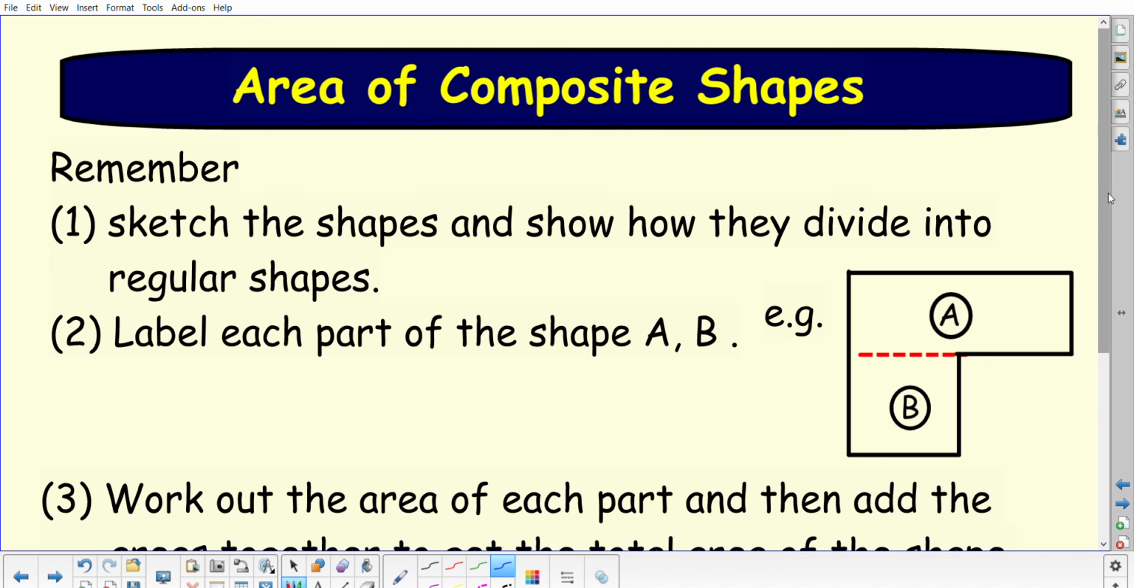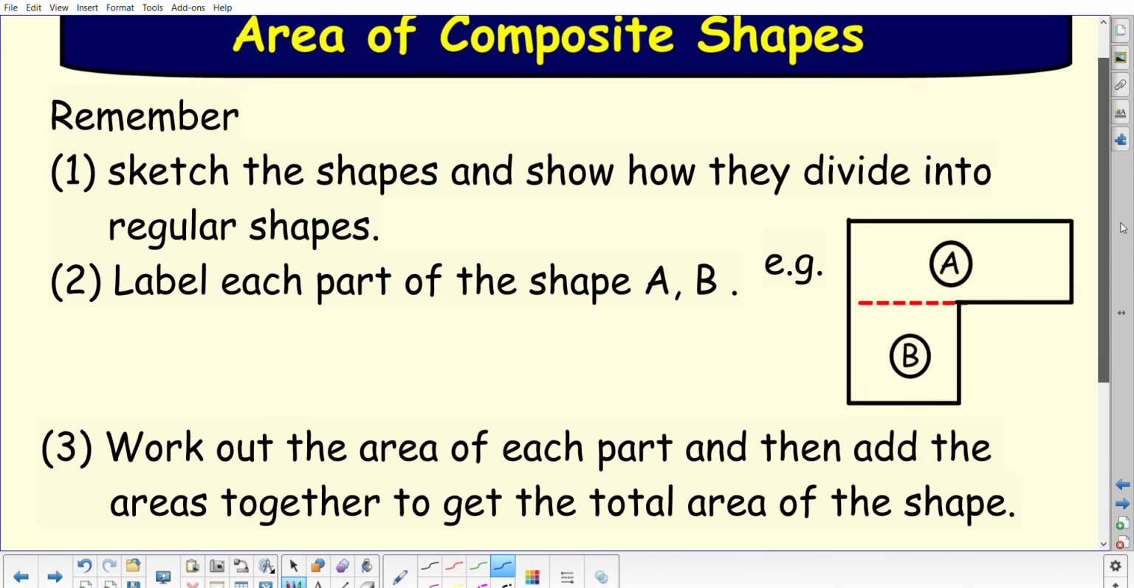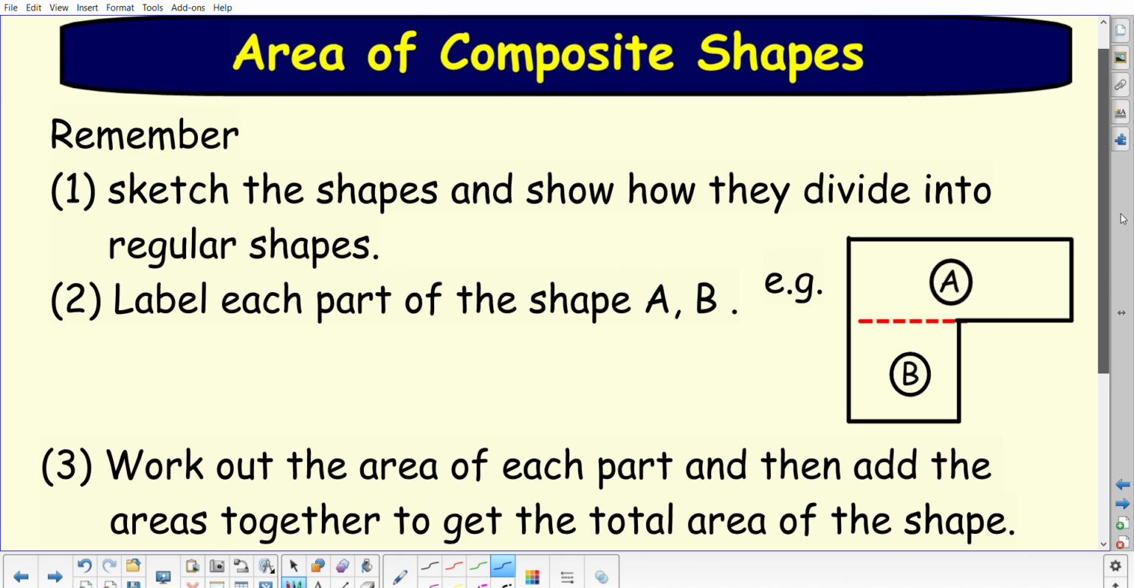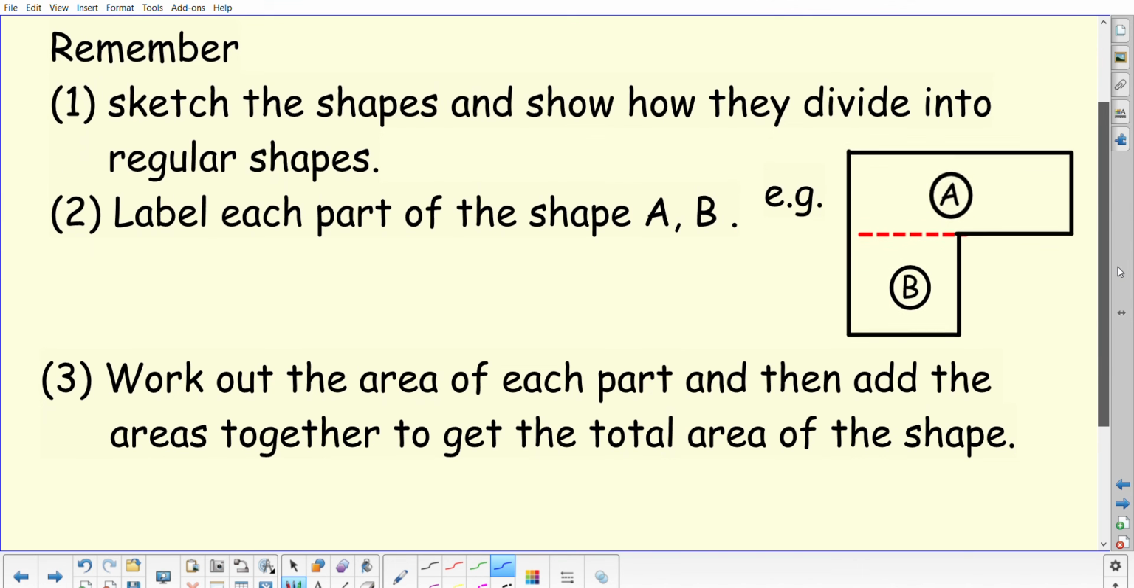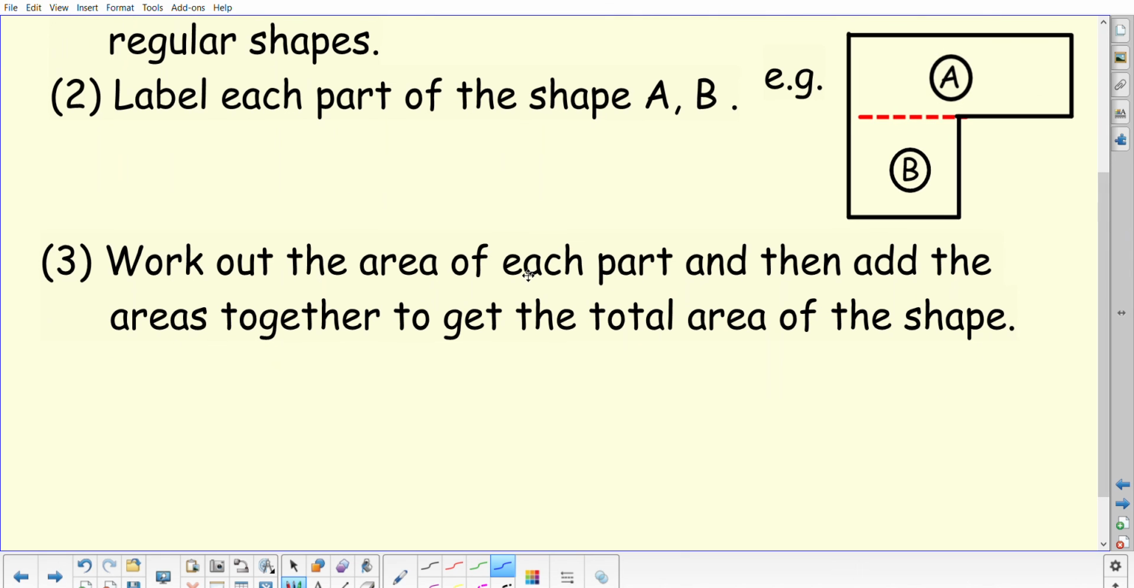So here is a little recap on what you should be doing. This is your instructions for this lesson. You should sketch the shape, show how it has been divided up, label each of the parts of your shape A and B, work out the area of each part, and then add them together to get the total area of the shape. Now it's your turn to practice, and remember, when you're working with area, your units will either be square centimetres, square metres, or square millimetres.